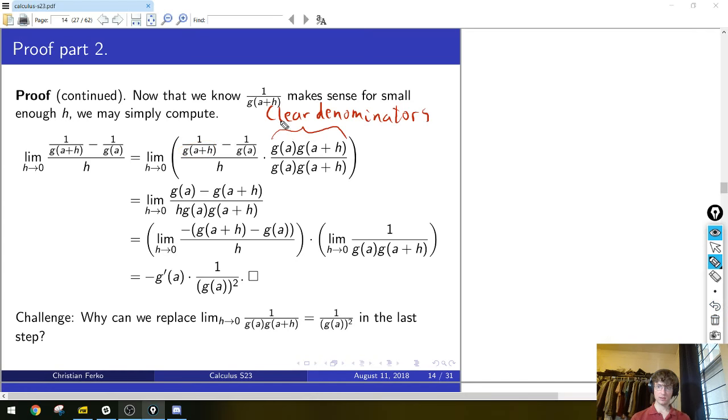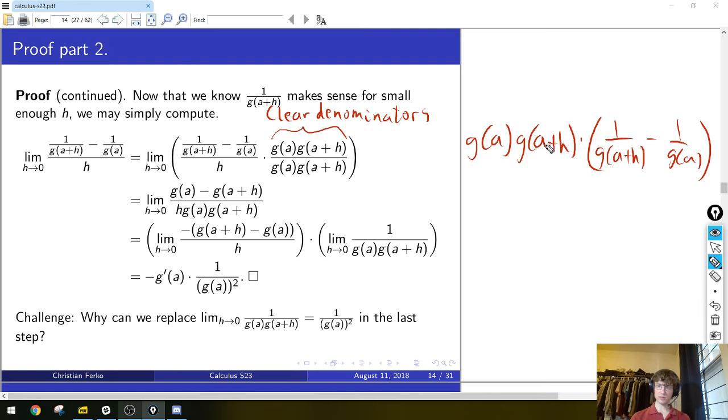So I'm multiplying by g of a plus h over g of a plus h, because then when I distribute these two factors in the numerator, you can see g of a plus h times the numerator. I'm just writing the numerator, not the denominator here: 1 over g of a plus h minus 1 over g of a.